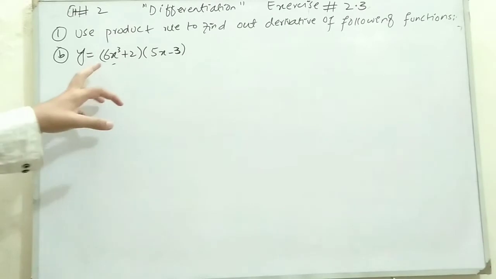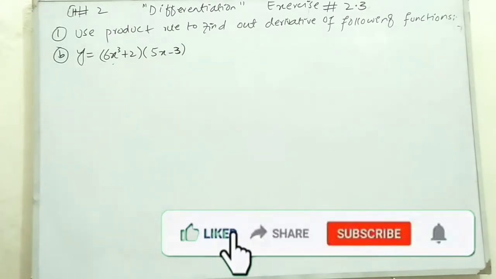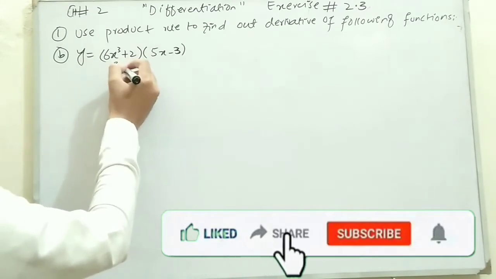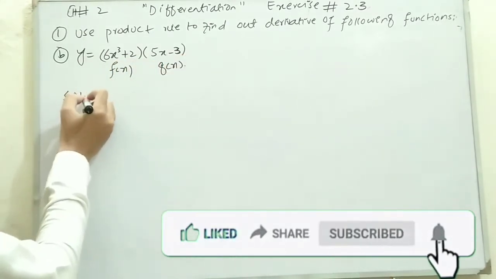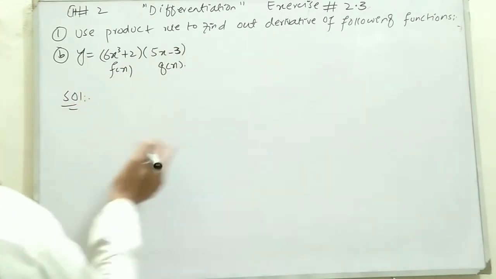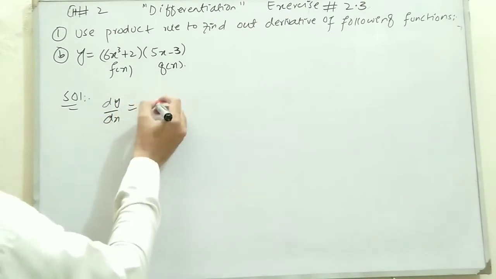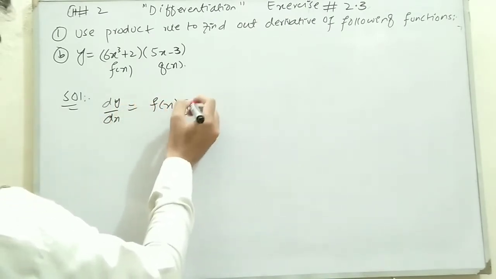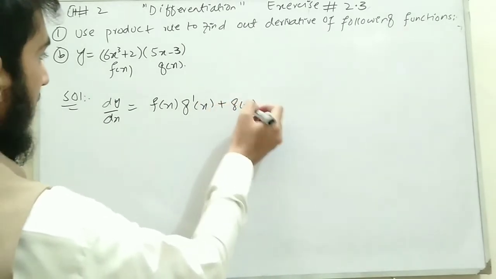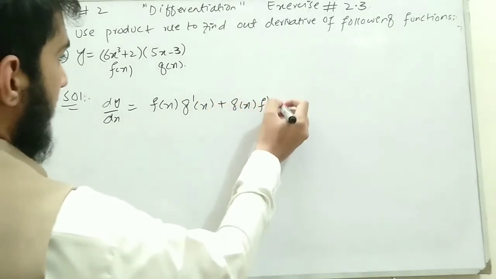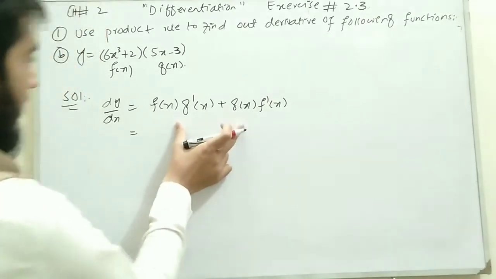It tells that y is equal to 6x cube plus 2 multiply the second function 5x minus 3. Let's suppose this is the first function f of x and this is the second function g of x. So move towards the solution. For the product of two function derivative, the formula is dy by dx is equal to the first function f of x times g prime of x, the derivative of the second function, plus the second function multiplied by the derivative of the first function f prime of x. Now using this formula you will get the result easily.